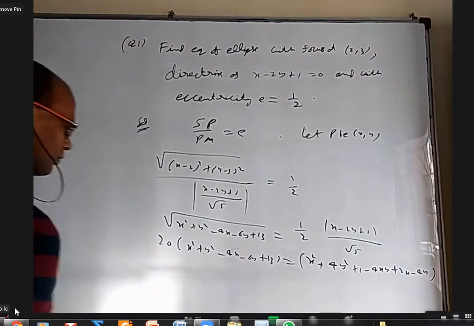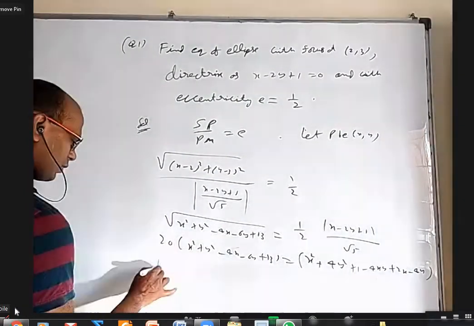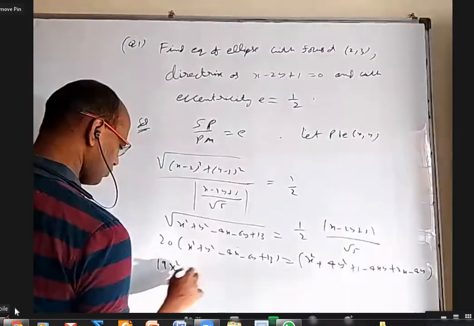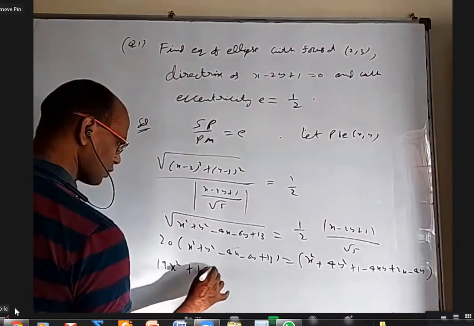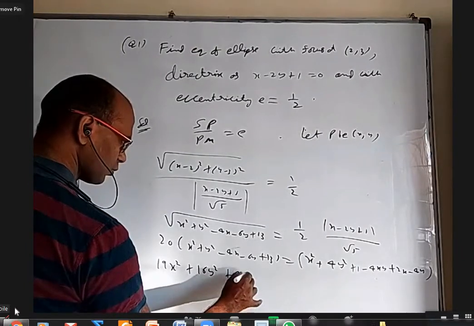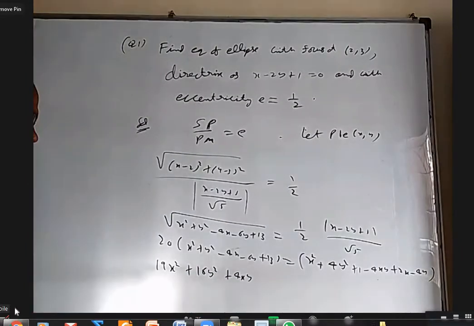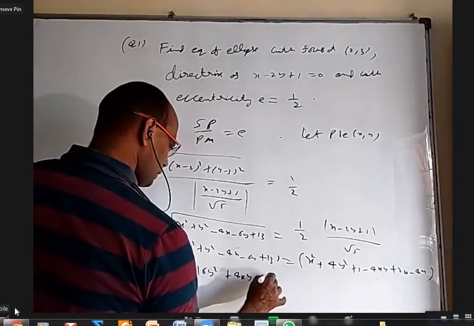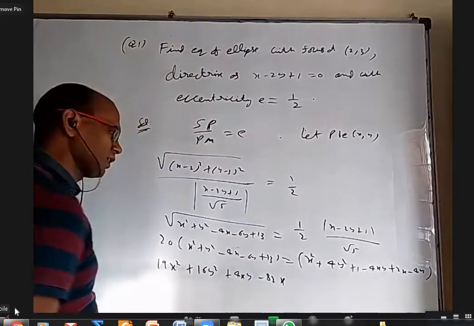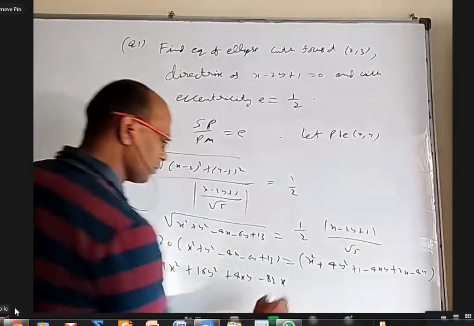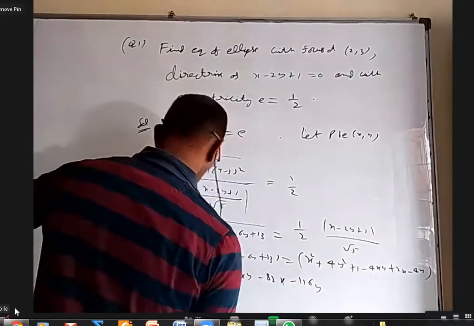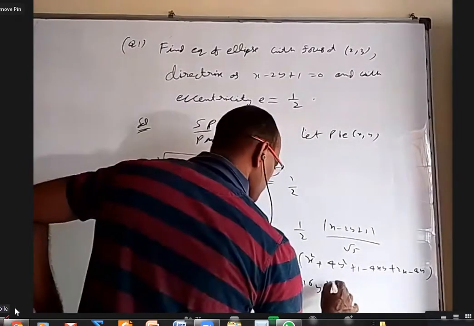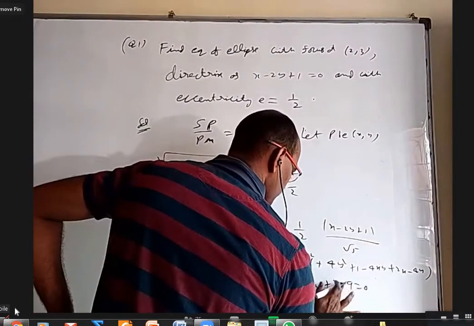Okay, if you send everything to one side, 20x square, there is x square, so you have 19x square. 20y square and 4y square is 16y square, plus 4xy, minus 80x. There is 2x, so minus 82x, minus 120y, there is also y, so minus 116y. 20 into 13 is 260, so 259 equal to 0.